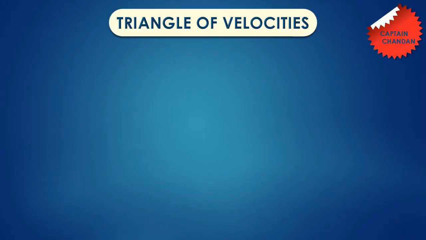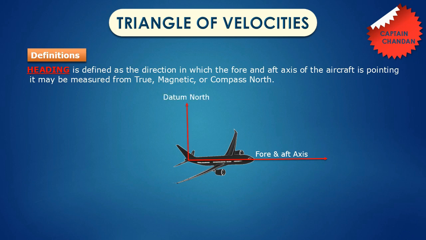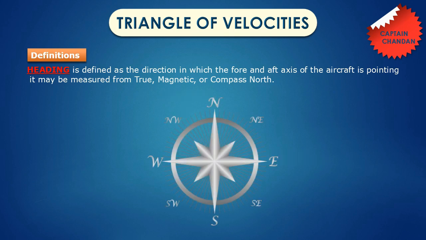Triangle of velocities. We'll see some definitions before proceeding to the topic. Heading. Heading is defined as the direction in which the fore and aft axis of the aircraft is pointing. It may be measured from true, magnetic or compass north, or simply we can say datum north. We'll see some examples. If an aircraft is flying north, the heading will be 000.